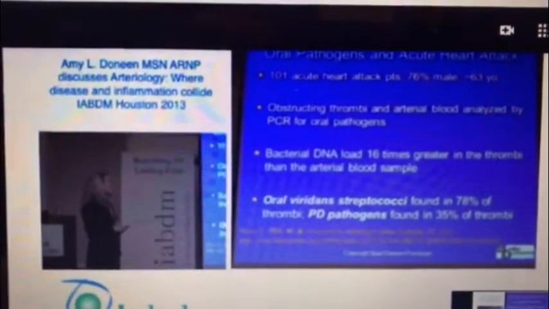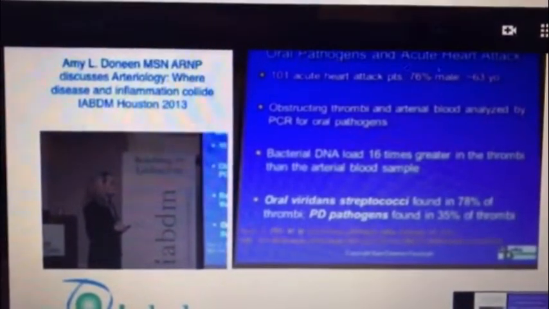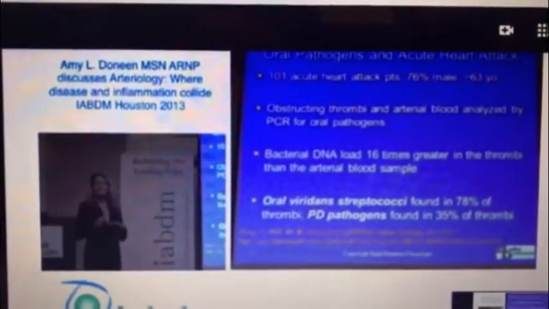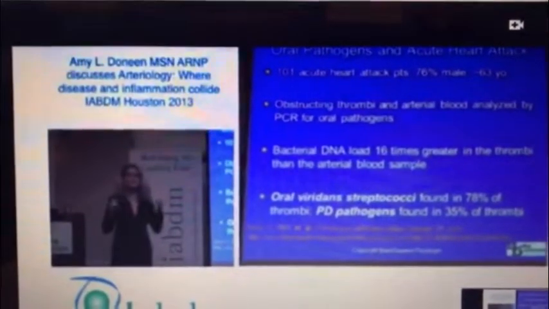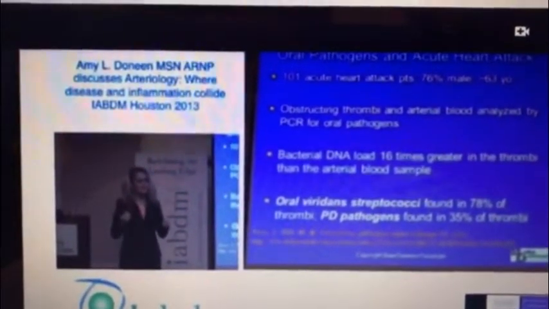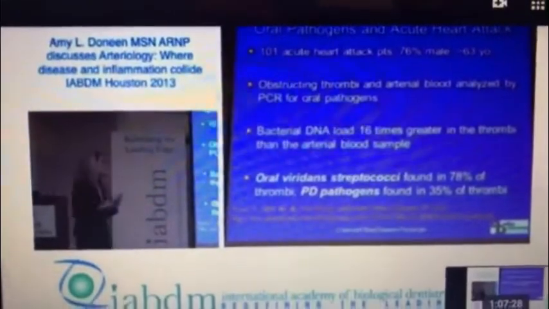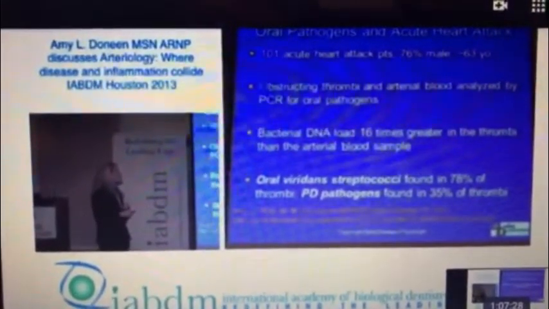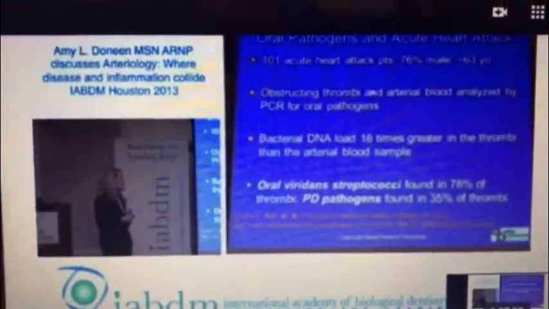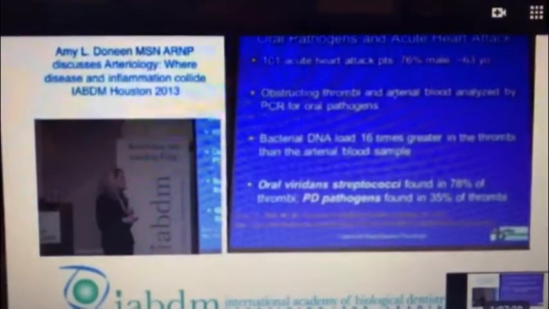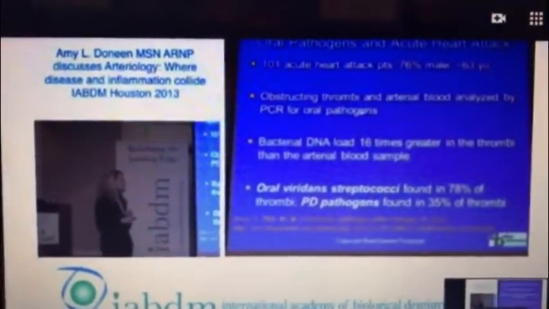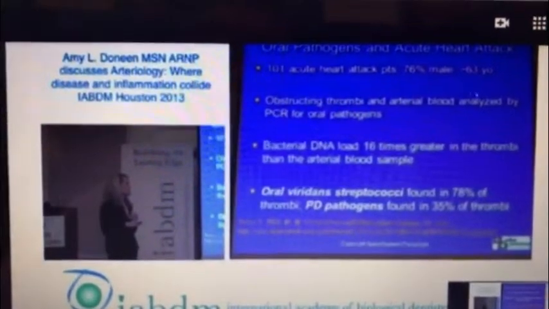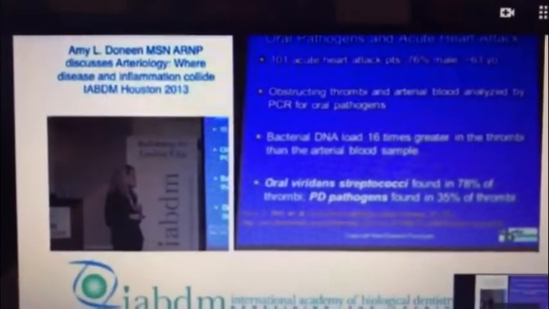101 acute heart attack patients, 76% of them were men. They were around age 63 was the mean age. These people were having a heart attack, okay? They were having an obstructive thrombi, which was evaluated, and the arterial blood was analyzed by PCR for oral pathogens. So they analyzed the blood clot and the arterial blood for oral pathogens.